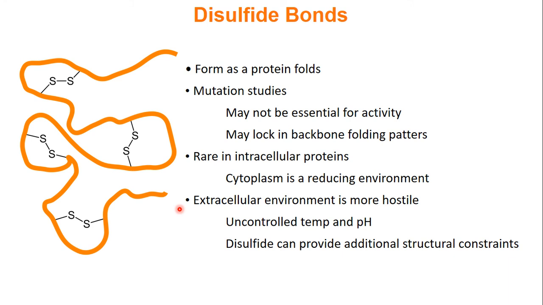Inside the cell, it's controlled. You have a buffer, you have chaperones, which we'll talk about in a little bit. Basically, this environment is ideal for a protein. Outside the cell, anything can happen. You can get swings of temperature, swings of pH. So this disulfide could be an extra layer of glue to try and hold that protein together. So that's why it might be more critical on the outside proteins, the extracellular proteins.